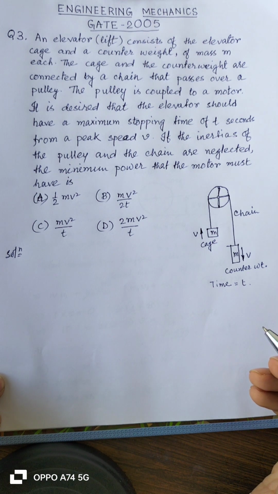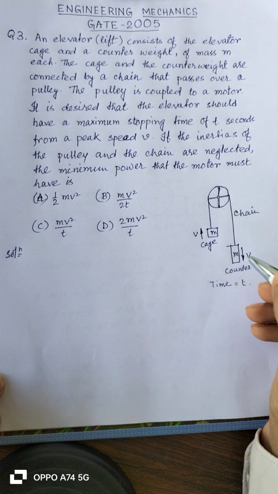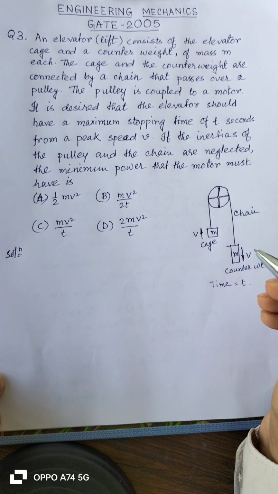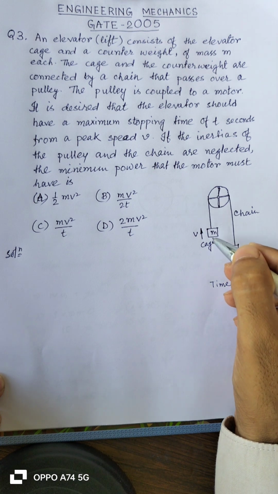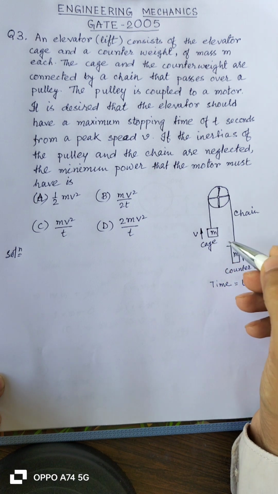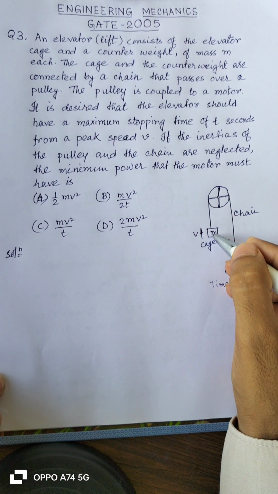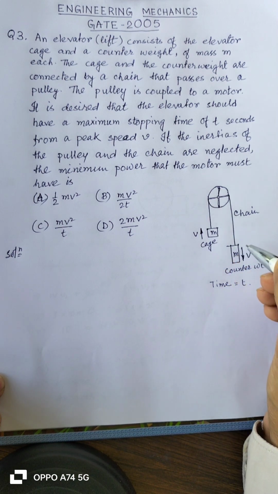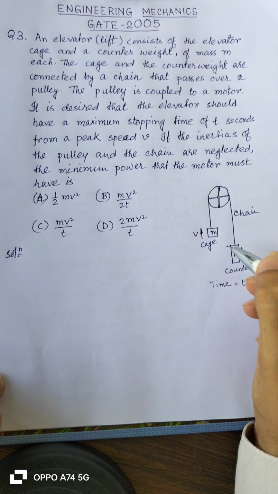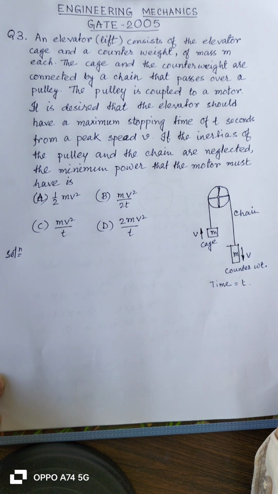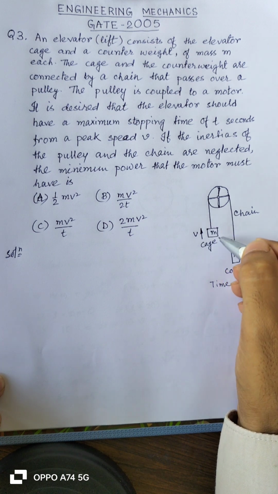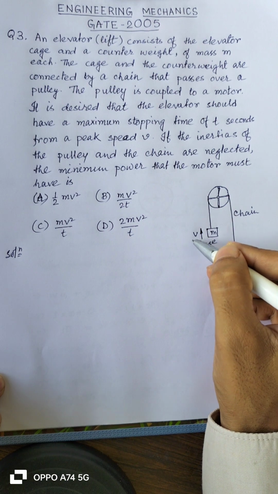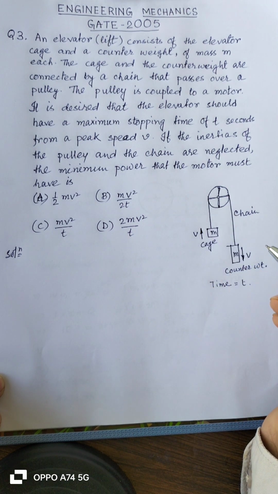So basically it's a question from work, power, energy. Initially this mass system has some kinetic energy. Both have the same mass, so the weights on both sides will nullify each other, so there is no effect of weight. Both masses have some kinetic energy due to this velocity v.